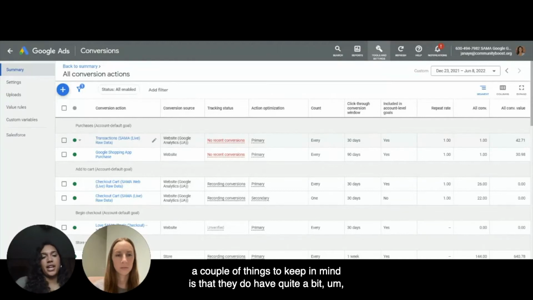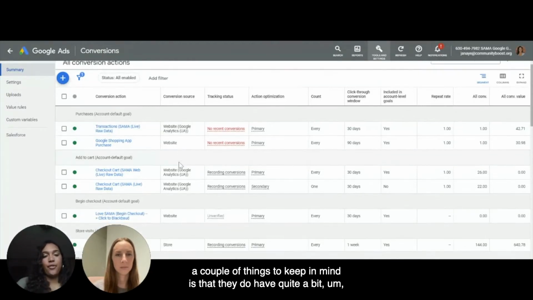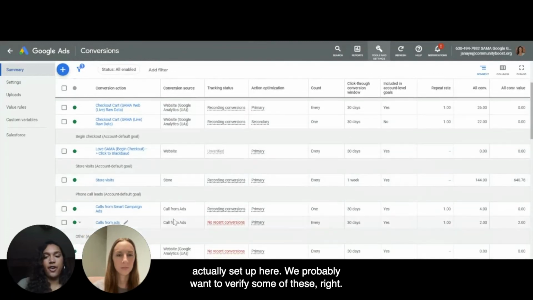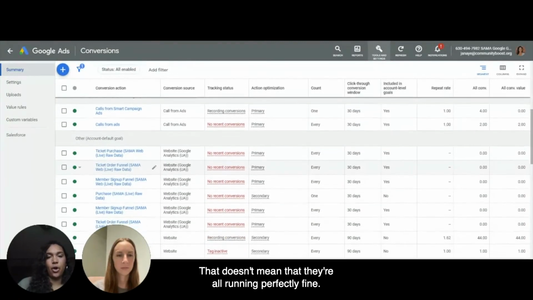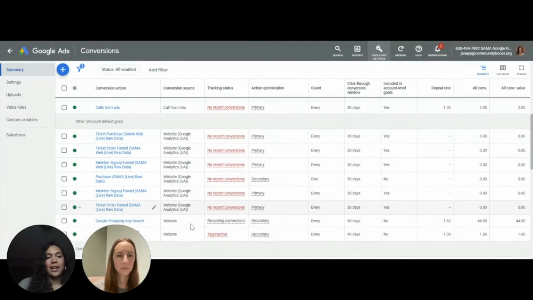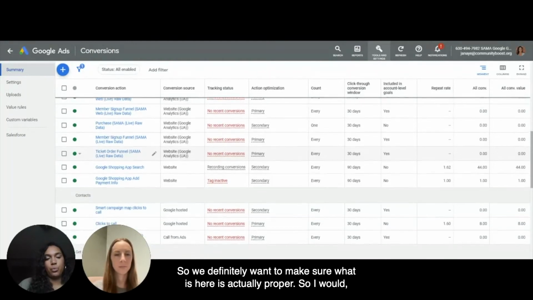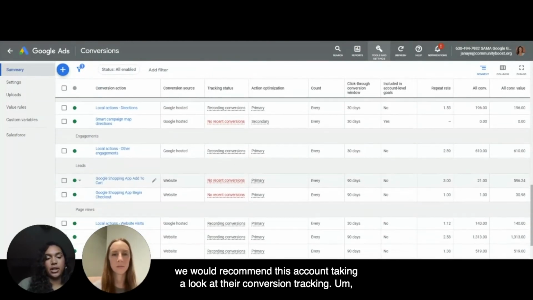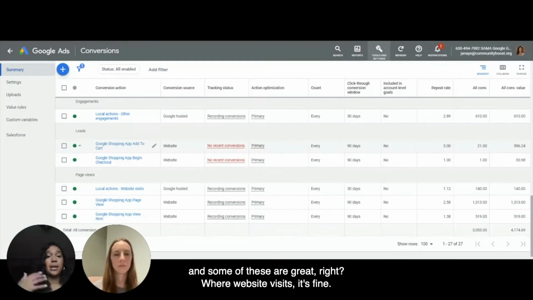Now, a couple of things to keep in mind is that they do have quite a bit actually set up here. We probably want to verify some of these, right? That doesn't mean that they're all running perfectly fine. Some of these might be outdated, right? So we definitely want to make sure what is here is actually proper. So we would recommend this account taking a look at their conversion tracking. And some of these are great, right? Where website visits, it's fine.